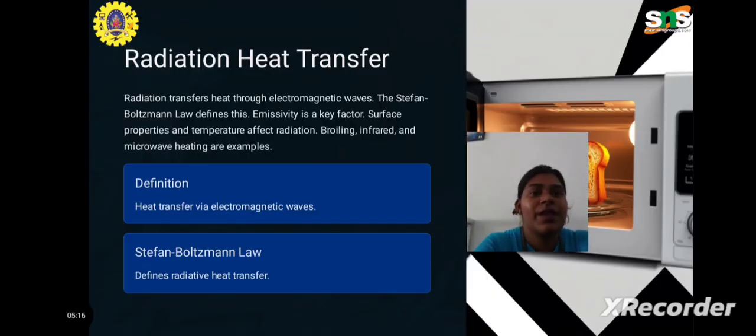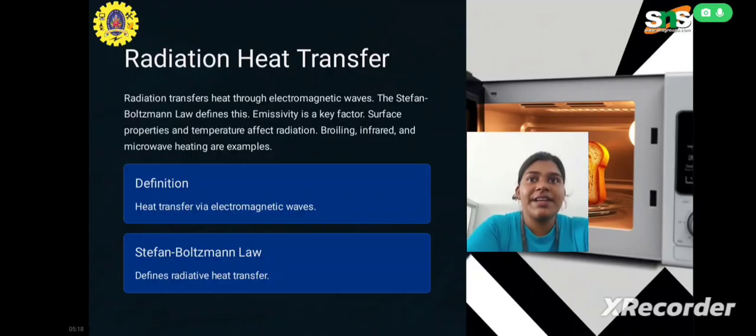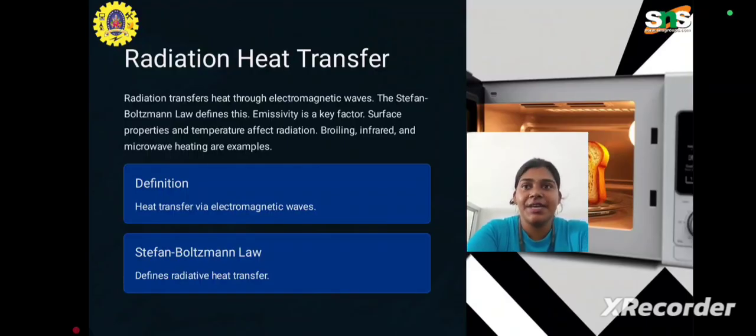So on looking into the definition, it is heat transfer via electromagnetic waves where energy is emitted and absorbed without direct contact between surfaces or a conducting medium. So here the Stefan-Boltzmann law states that the total energy radiated per unit surface area of a black body is proportional to the fourth power of its absolute temperature, forming the basis of quantifying radiative heat transfer.